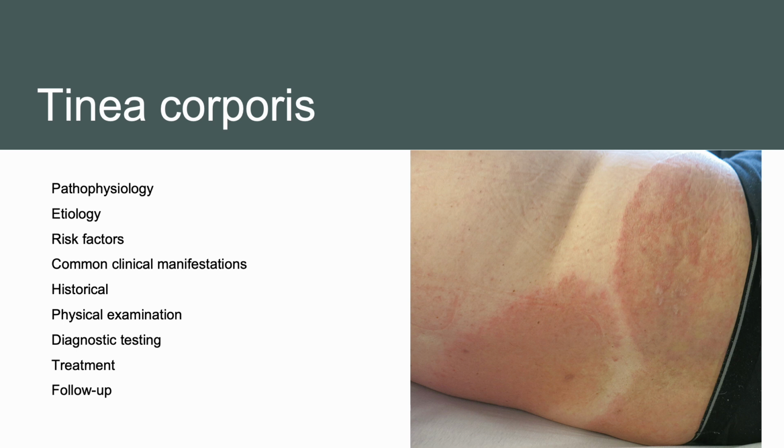For history, you want to ask about exposure to affected individuals or animals. Physical exam reveals the characteristic annular ring-shaped lesions. We often say they can have a raised serpiginous or snake-like border. For diagnostic testing, we talked about the KOH prep yesterday. That's a nice test that can be done in the office. Fungal culture can also be obtained and sent to the lab for species identification.